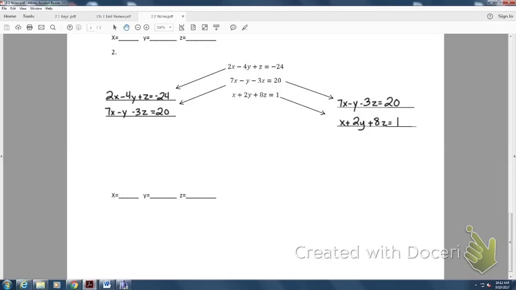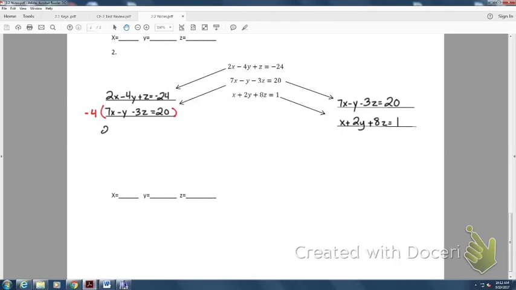Okay, so looking at these, Hannah, which variable do you think would be the easiest to solve for? Y. Okay, so on this first set over here, what do I need to do in order to cancel out Y? Multiply it by -4. Okay, I'm going to multiply the second equation by -4.